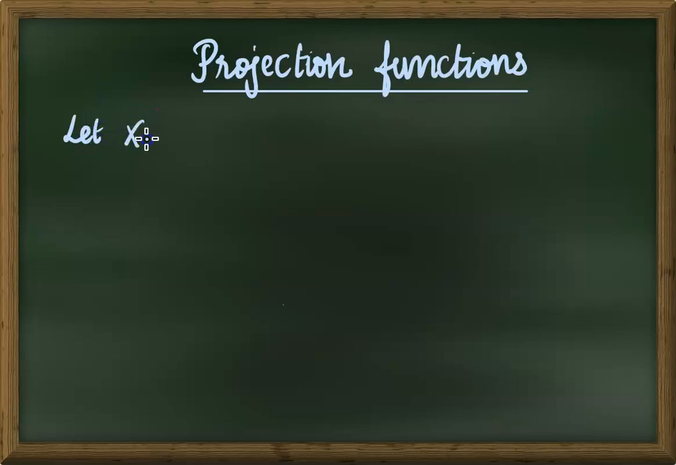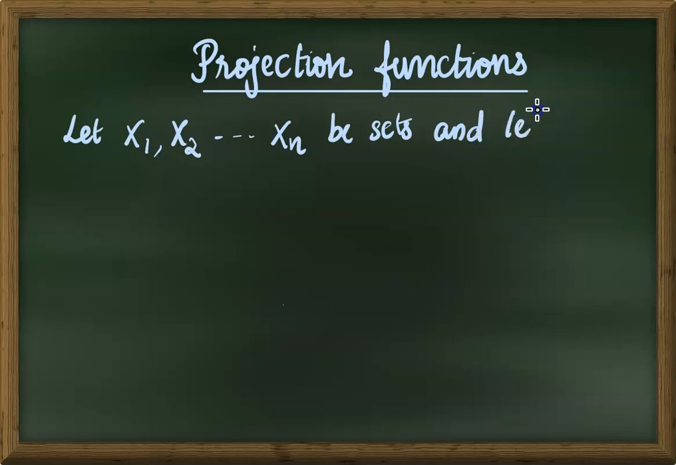Let x1, x2, etc. xn be sets and let capital X be their Cartesian product. That is, we assume that capital X is equal to x1 cross x2 cross etc. cross xn.